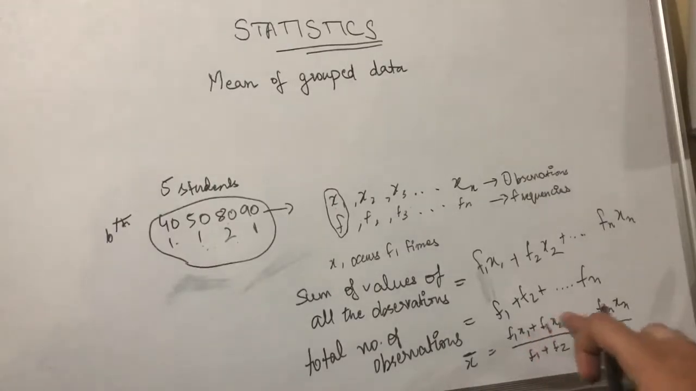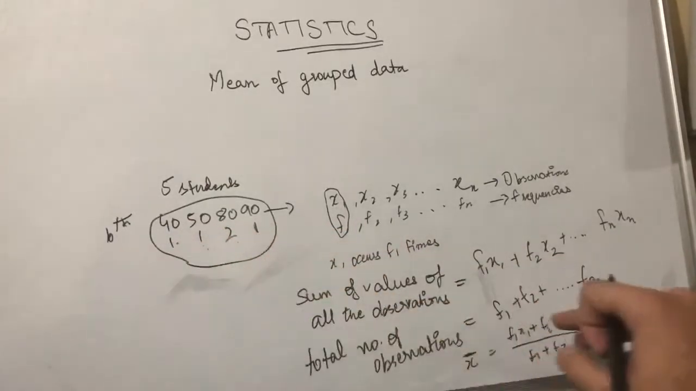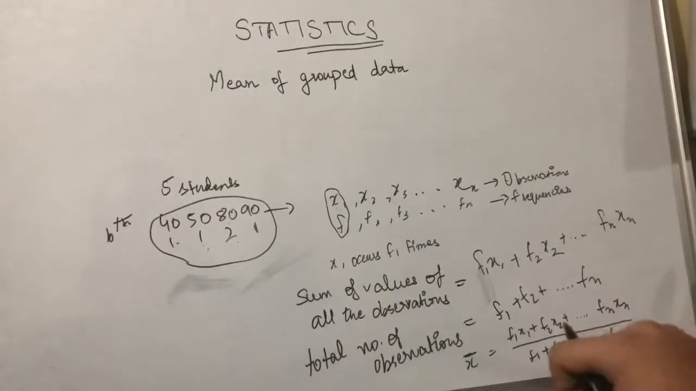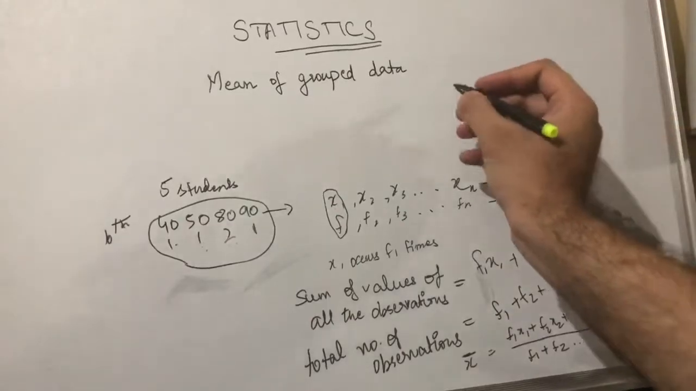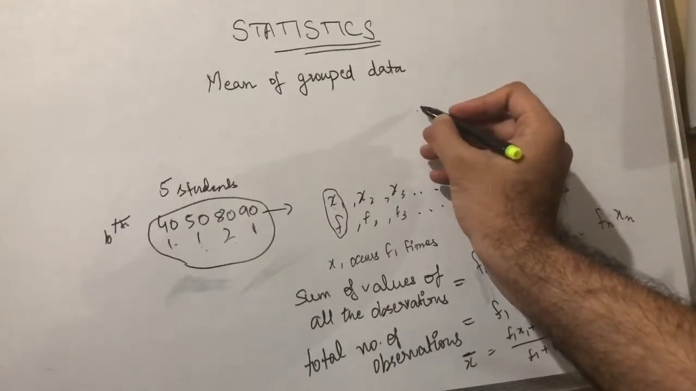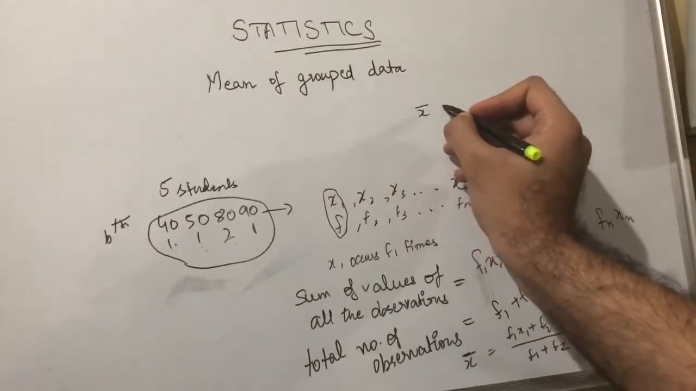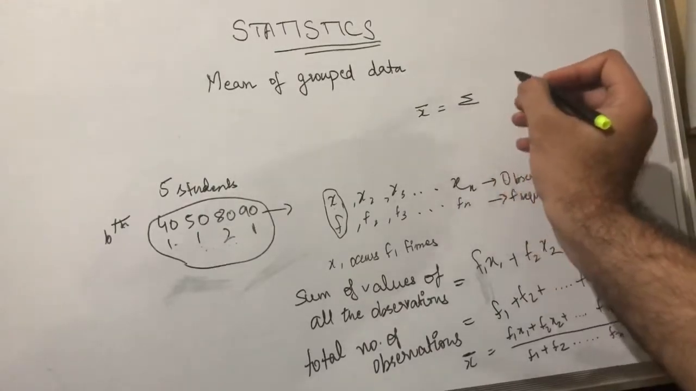Now don't you think this formula is quite big? Here we have 5, we can still write 5 values. What if we had 20, 30 values? So if we have to reduce the formula, we can use summation here. I'm going to write it up here. So you can use summation and get the formula here, which is summation.